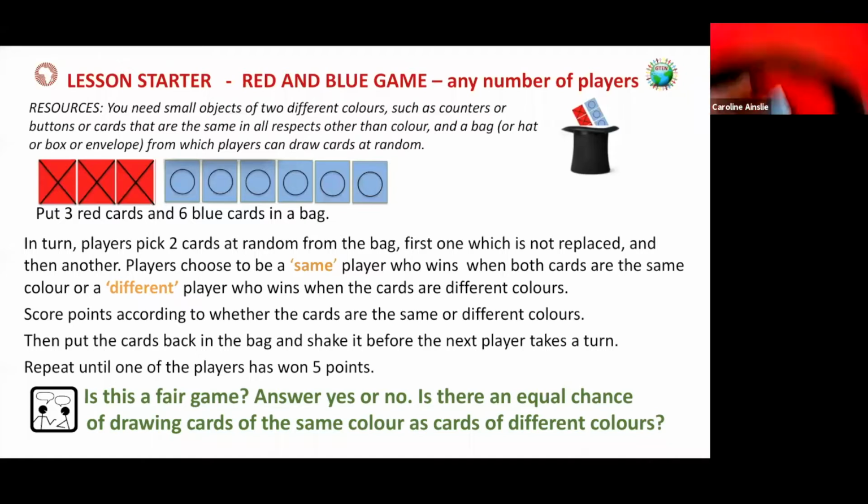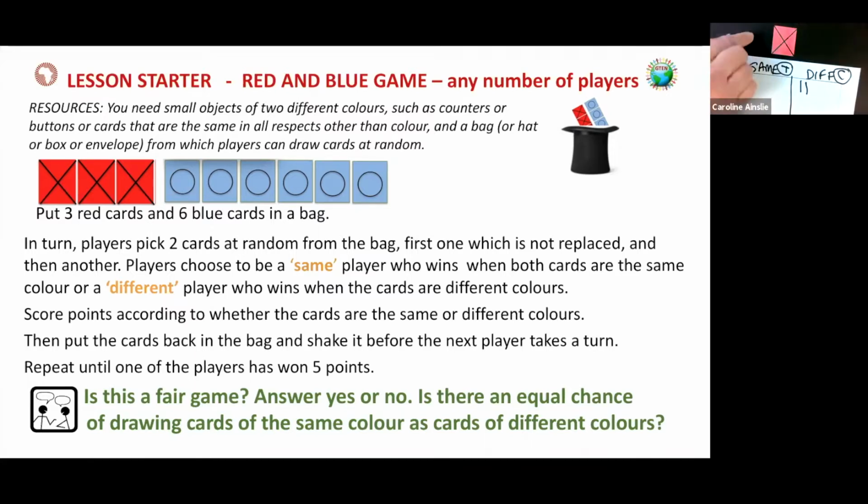So every time we select, there are 9 cards for this particular game in the hat, 6 blue, 3 red. I'm not looking. Different again. Oh my goodness, Caroline, your team has won again. If you notice, I take them one at a time. I don't take out 2 at the same time. I take out 1 at a time.